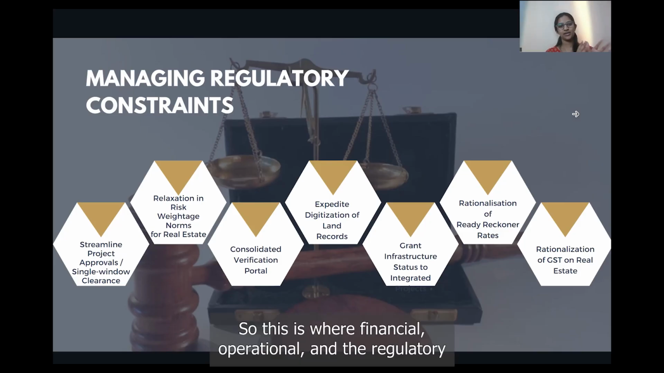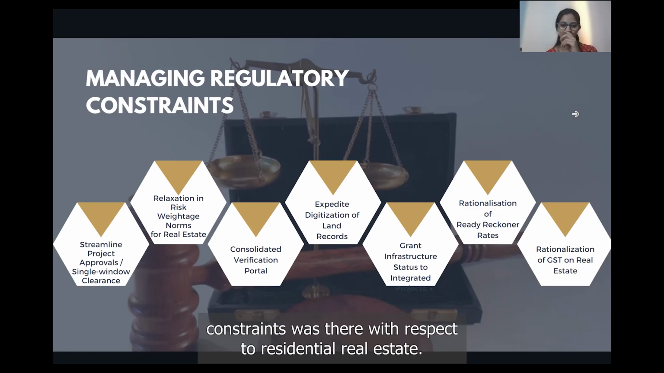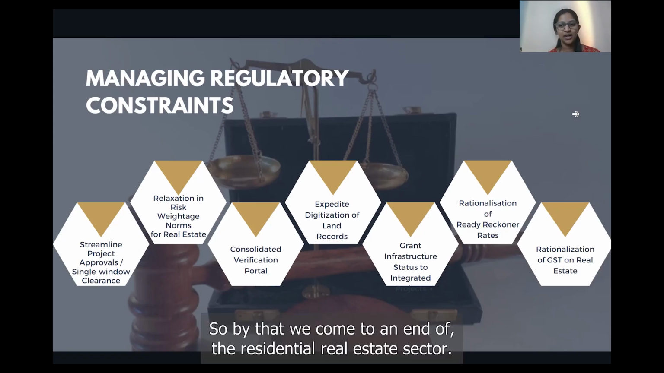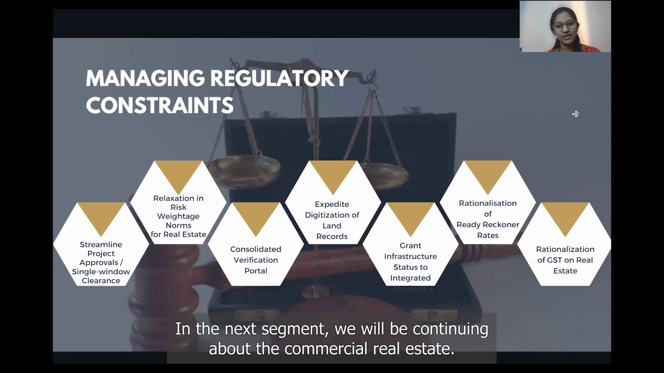So this is where the financial, operational, and regulatory constraints were discussed with respect to residential real estate. With that, we come to an end of the residential real estate sector. In the next segment, we will be continuing with commercial real estate.